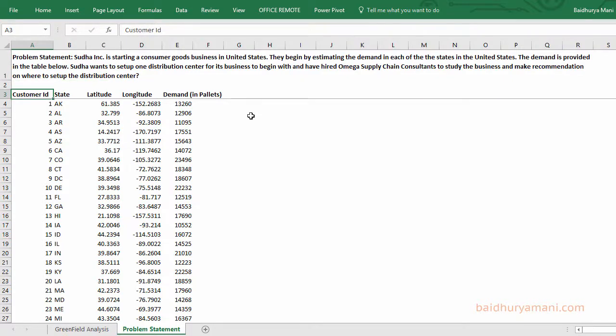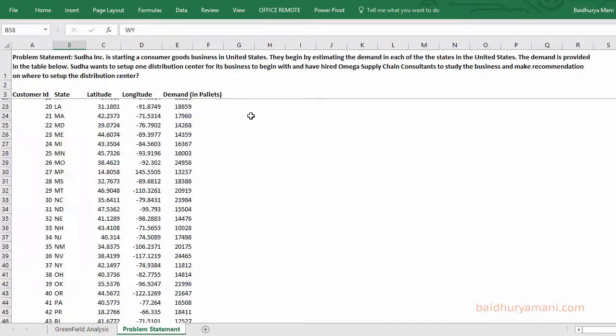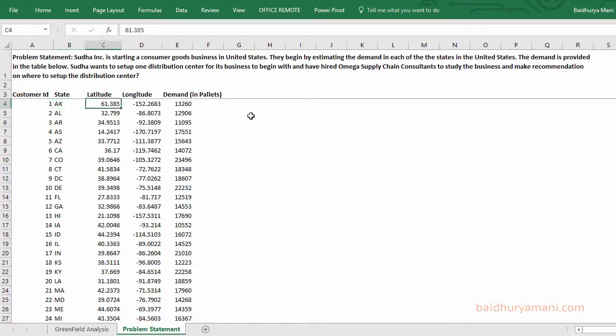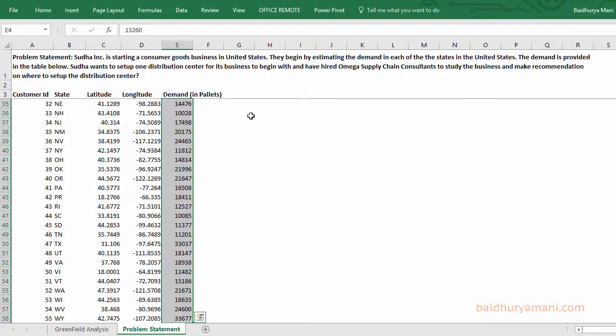In column A, we have customer ID. In column B, we have the state of the customer. So basically, each state is a customer in this case. In column C and D, we have the latitude and longitude of the customer. And in column E, we have the demand of the customer. Now let's go down to the bottom. So we have total 55 customers in this case. And the total demand is around 955,000 pallets.